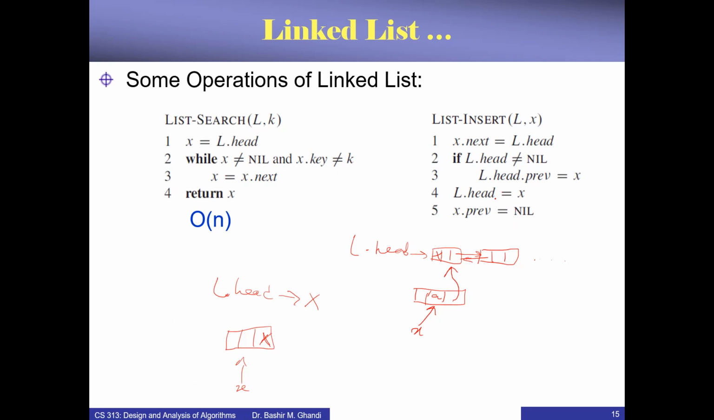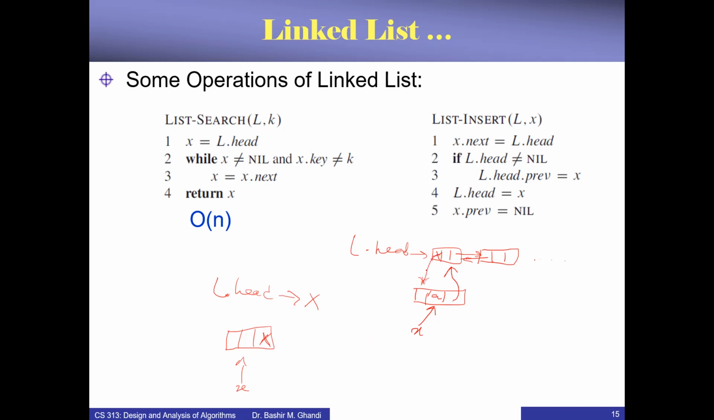So what do we do? L.head.prev becomes x. So where is L.head? It is here, this node, and where is the prev of this node? It is here. Presently it is nil. So we are saying change it, let it not be nil, let it become x. So basically this will point to our new node.